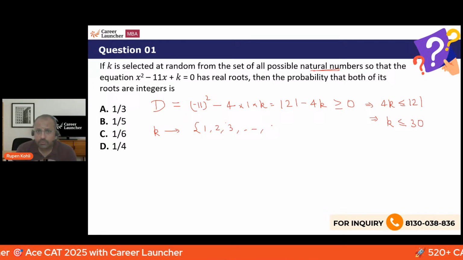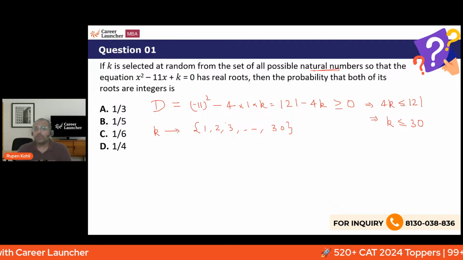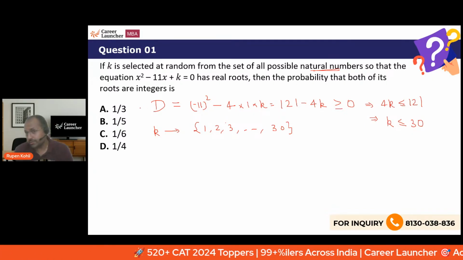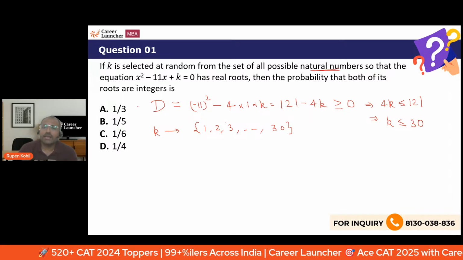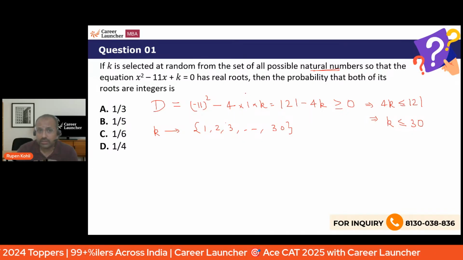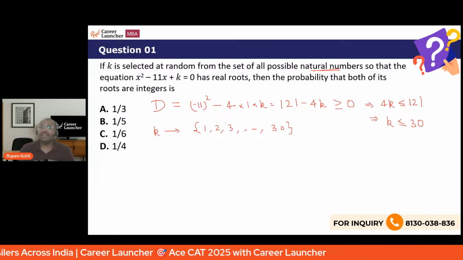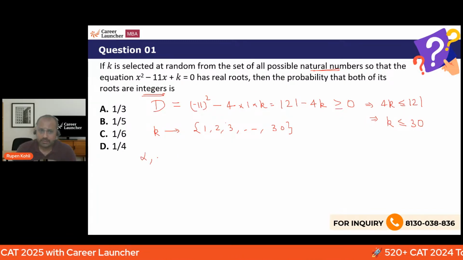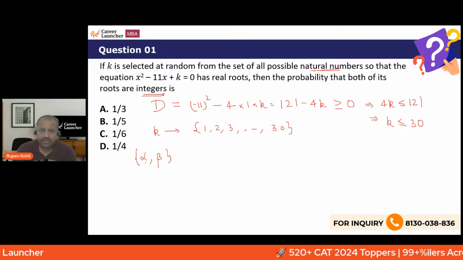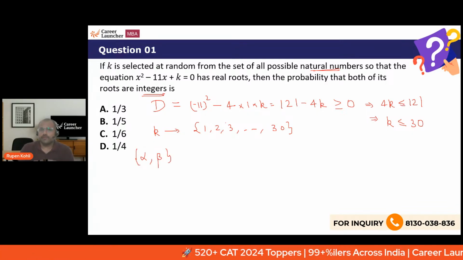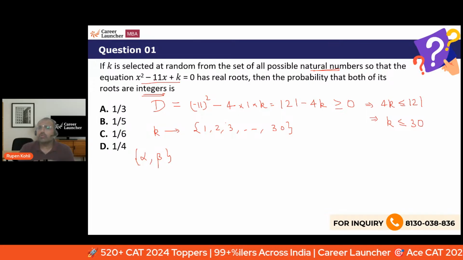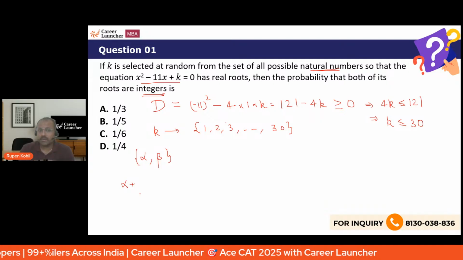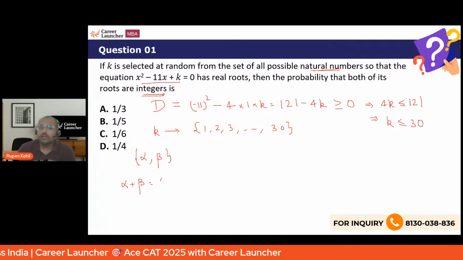Now, the total possibility being this, the condition we have to see is the probability that both the roots are integers. The roots will always be real as long as k is in this range. But when will the roots be integers? That's the thing to think about now. Let the roots be alpha and beta. They are integers. What do we know about them? We know the equation is this, so we very well know the sum of the roots is minus b by a. So alpha plus beta is minus b by a, which becomes 11.